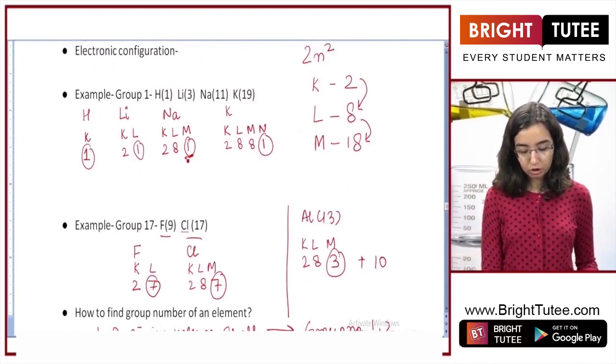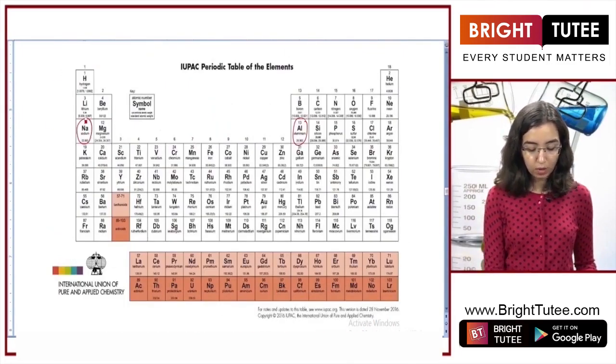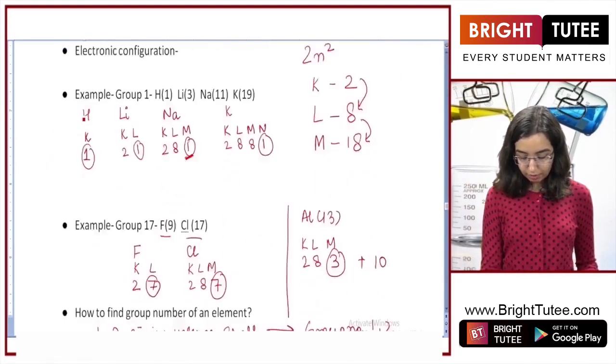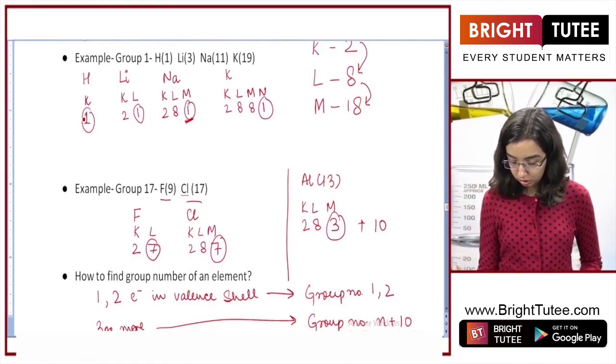So we have 1 electron here in the outermost shell, because, as I said, if it is only 1, then the group also becomes 1, and you know that sodium lies in group 1. If we had taken magnesium, we would get a configuration of 2, 8, 2.